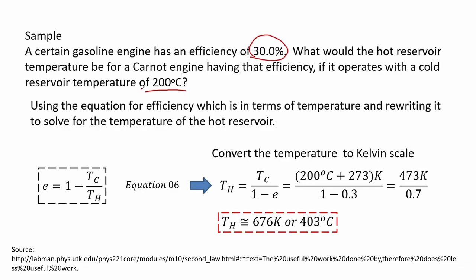We recall the expression for efficiency for heat engines, shown here in equation 6. We rewrite this in terms of temperatures and convert the temperature to Kelvin scale. We see that the temperature of the hot reservoir is about 676 Kelvin or 403 degrees Celsius for a gasoline engine with 30% efficiency.